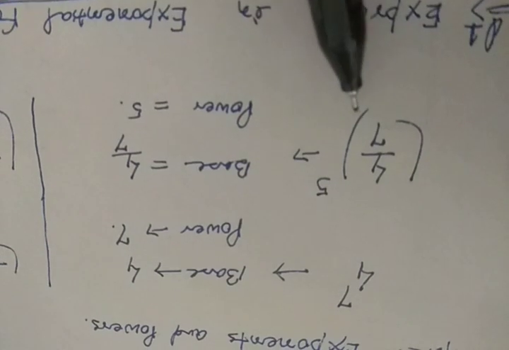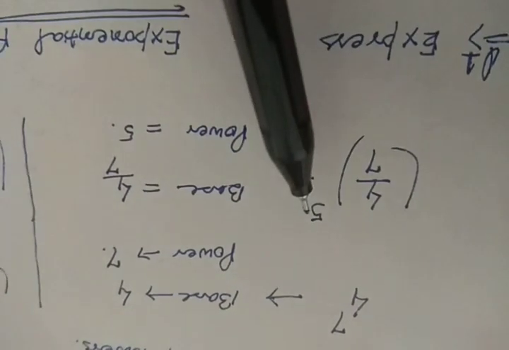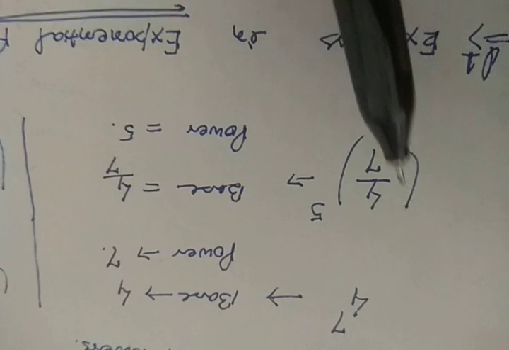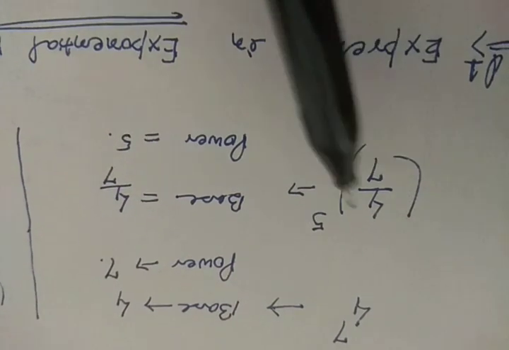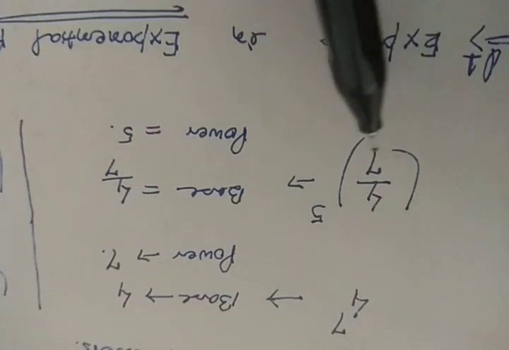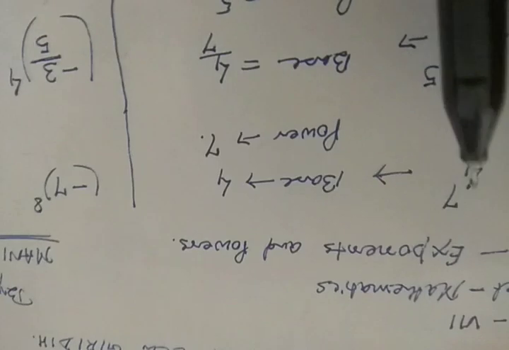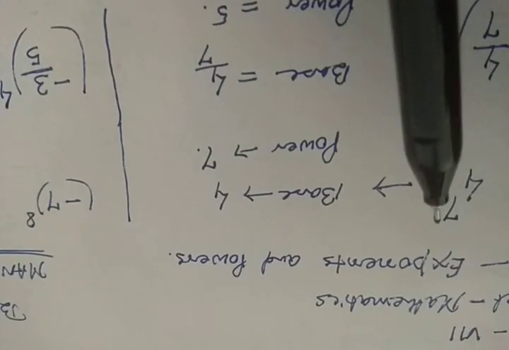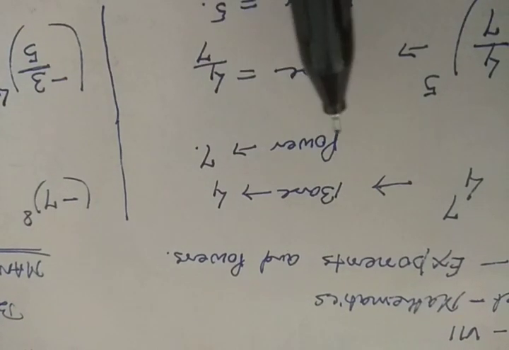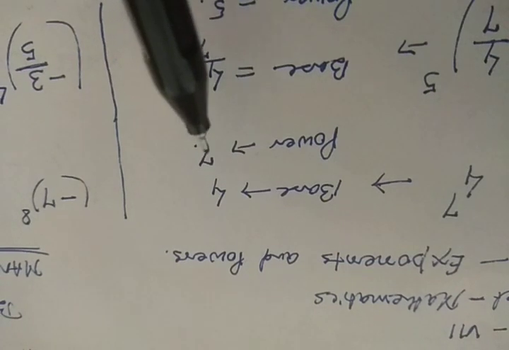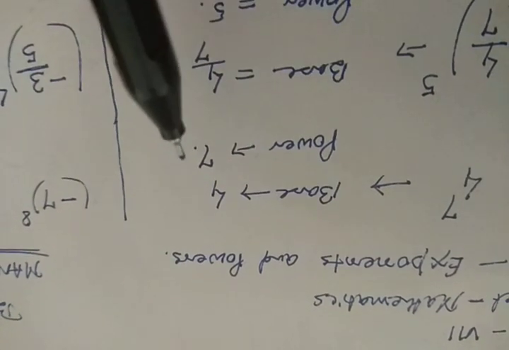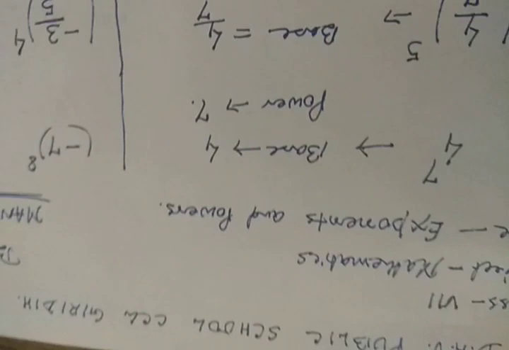Here it was mentioned 4 by 7 to the power 5. Is it clear? I think you can write now. What is the base? Base is 4 by 7. And what is your power? Power is 5. So when it is asked what is the exponent, tell me, what will you write as the answer? 4 to the power 7. Base is 4. Exponent is 7. What will you write? Exponent is 7.